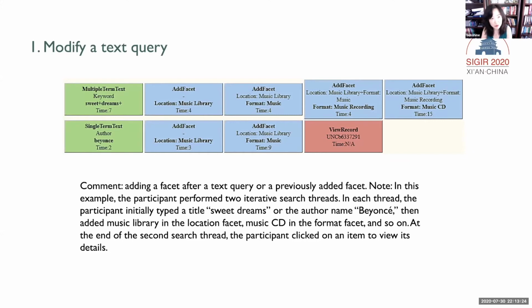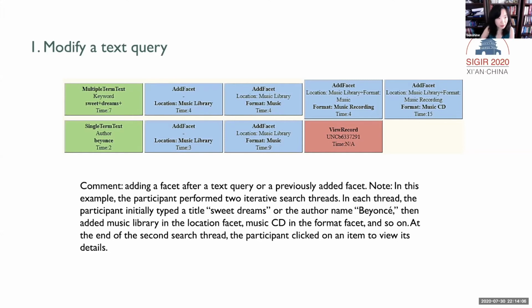The first circumstance is that they use a facet to modify a text query. If you look at this visualization, there are 2 rows, and each row is a search thread under one search query. If the searcher changes the query, we change the line; that's the second row. Each rectangle box means an action. The green rectangle box is the query, the blue rectangle box means a facet operation, and the pink means the check record.